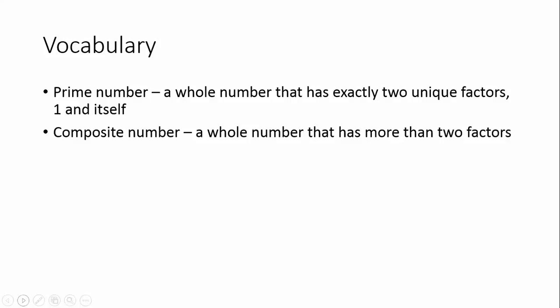Two vocabulary terms. First is a prime number. A prime number is a whole number that has exactly two unique factors, one and itself. Oftentimes you'll hear someone say that you can't multiply anything else, or you can't divide anything into it evenly besides one and itself. A composite number is the opposite of that. It's a whole number that has more than two factors. So every number has the factors of one and itself, and only prime numbers have just those. But for composite numbers, you'll have several other pairs of factors.